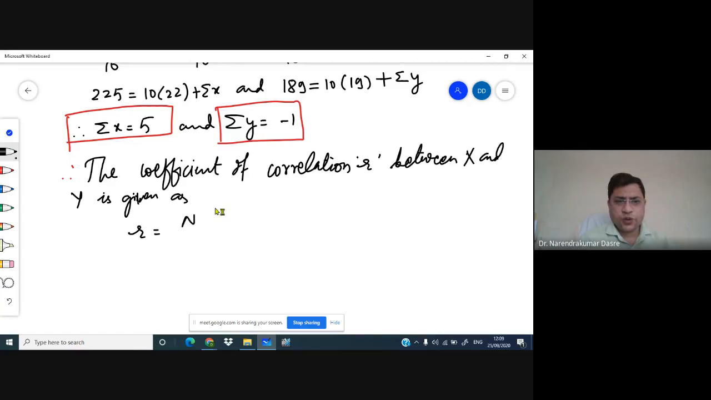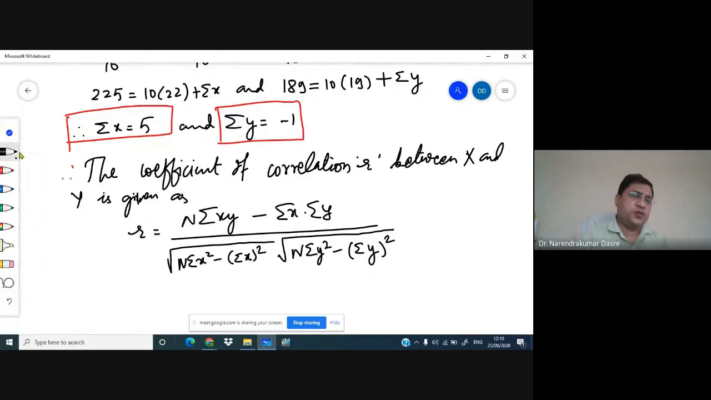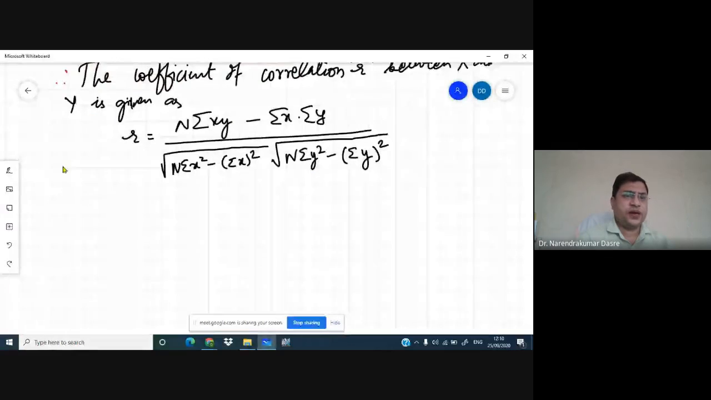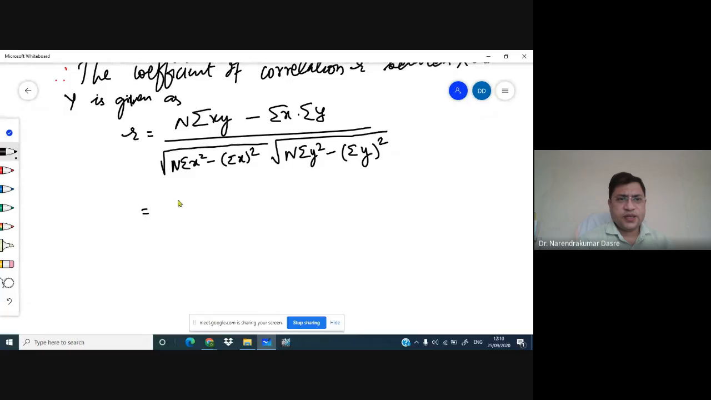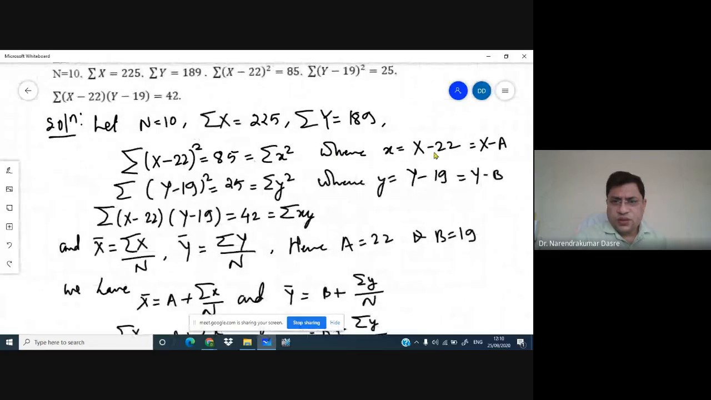here r is equal to n times summation xy minus summation x into summation y upon square root of n times summation x square minus summation x square, then square root of n times summation y square minus summation y and square. Okay, so create the values here. n is going to be 10 here, and you can see these values here. Okay, so which are given.